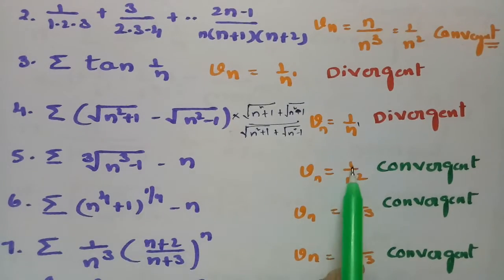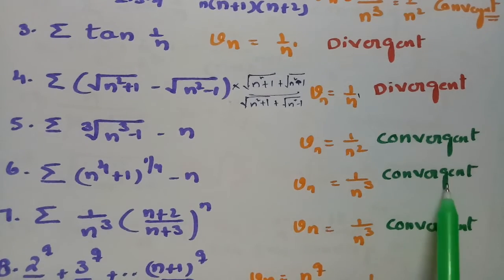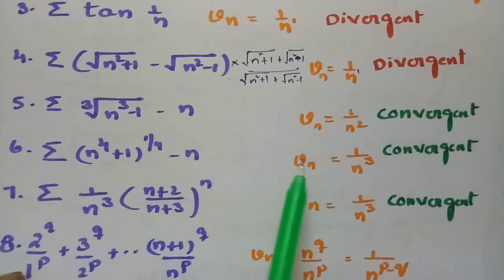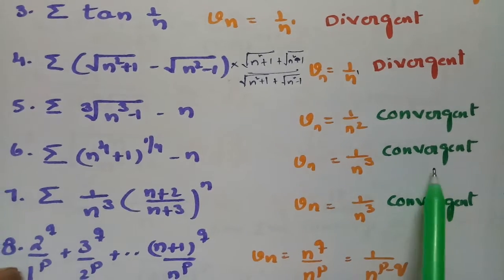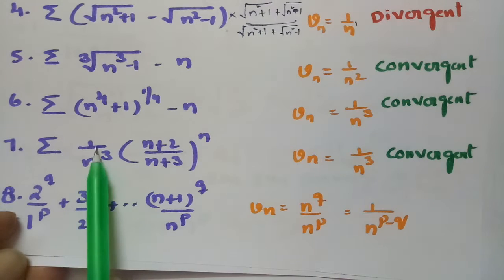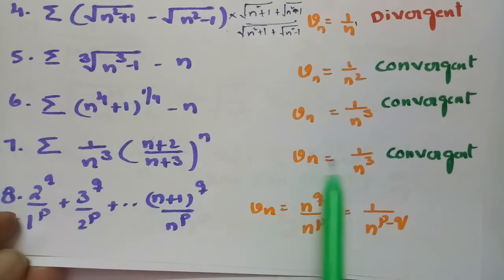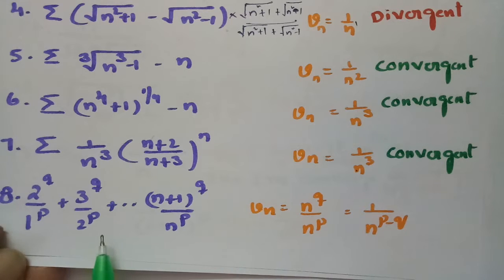So here also 1 by n square, convergent. And here also we have to take 1 by n cube, convergent. So we have to choose vn, and again we have to apply the comparison test un by vn, and this is convergent. So this is 1 by n cube. Here n we can cancel, and this is 1 by n cube. So 3 is greater than 1, convergent according to the p test.